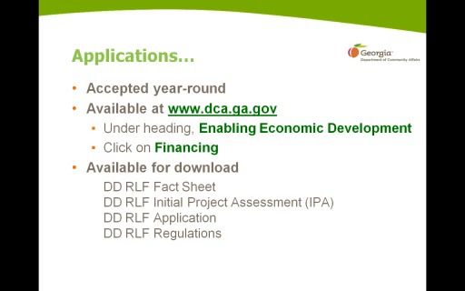How do you apply? We accept applications year-round. They are available at our website at DCA.ga.gov. If you look under the heading on the home page of Enabling Economic Development, you will see another heading for financing. Simply click there. And once you select the Downtown Development Revolving Loan Fund, we have available for download a fact sheet about the program, as well as the pre-application that we talked about, the initial project assessment, the application itself, and the rules and regulations regarding the Downtown Development Revolving Loan Fund.